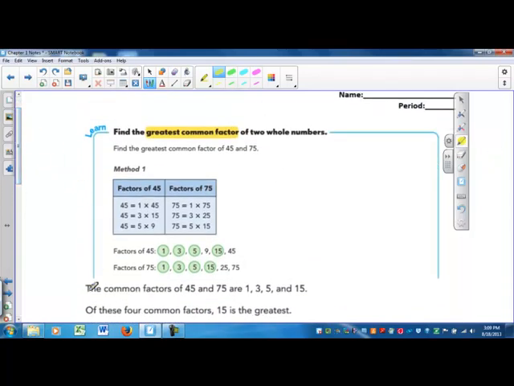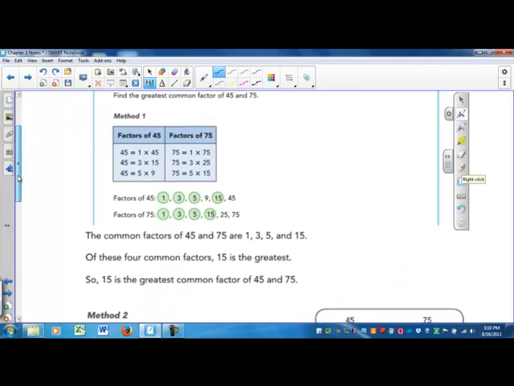Now, this is learning target number 7. Here, you can go ahead and write that. Probably not write in highlighter. Okay, learning target number 7. We just did 6. 6 was just identifying the common factors. Now let's identify the greatest common factor.